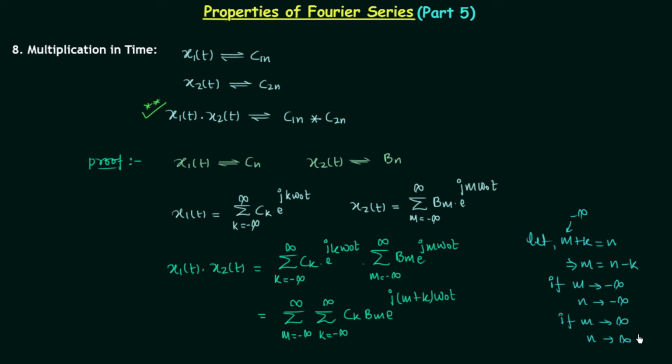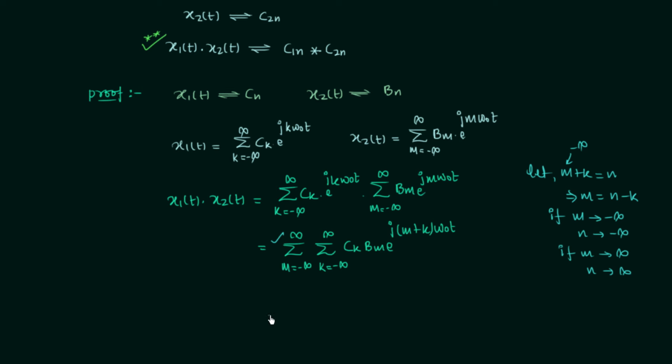So in this way, we can change the range of summation in the first summation, and we can write x1(t) multiplied by x2(t) equal to summation n equal to minus infinity to infinity, because when m approaches minus infinity, n is also approaching minus infinity. Then we have summation k equal to minus infinity to infinity, ck. In place of bm, we can write b(n minus k), because m is equal to n minus k, e power j n omega naught t.